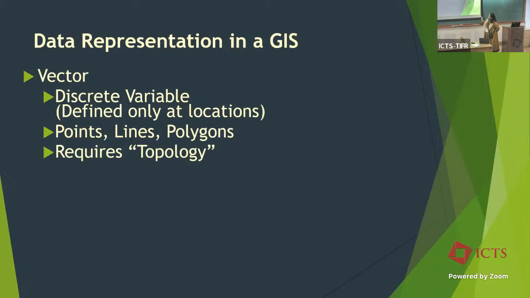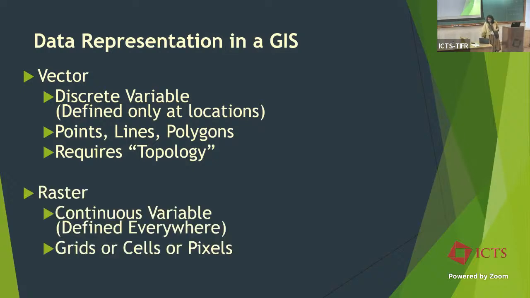So vectors are discrete variables which are defined only at specific locations in space. Okay, and building on points, you have lines, and then you have polygons, and these require topology, which means a set of rules that define the relationships between the different spatial units. Okay, so just to remember, you have a set of discrete units in space, and you have a set of rules that define how those units are connected to each other. Okay, in a vector format.